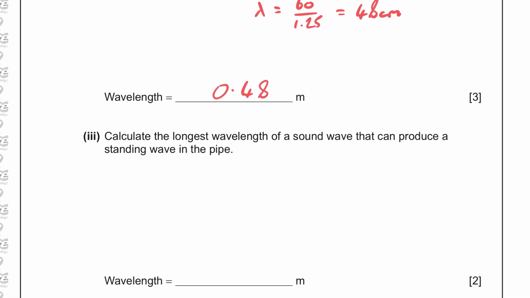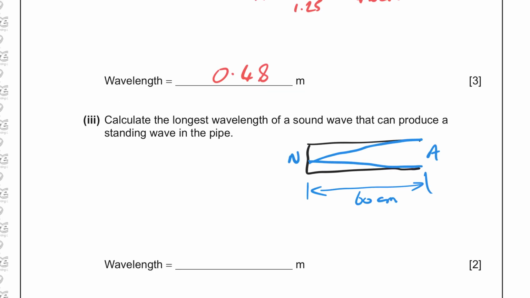Calculate the longest wavelength of a sound that can produce a standing wave in that pipe. So if you think about the fundamental with a node and an antinode, that's the most simple system that you can form in that pipe. And that would look like this.